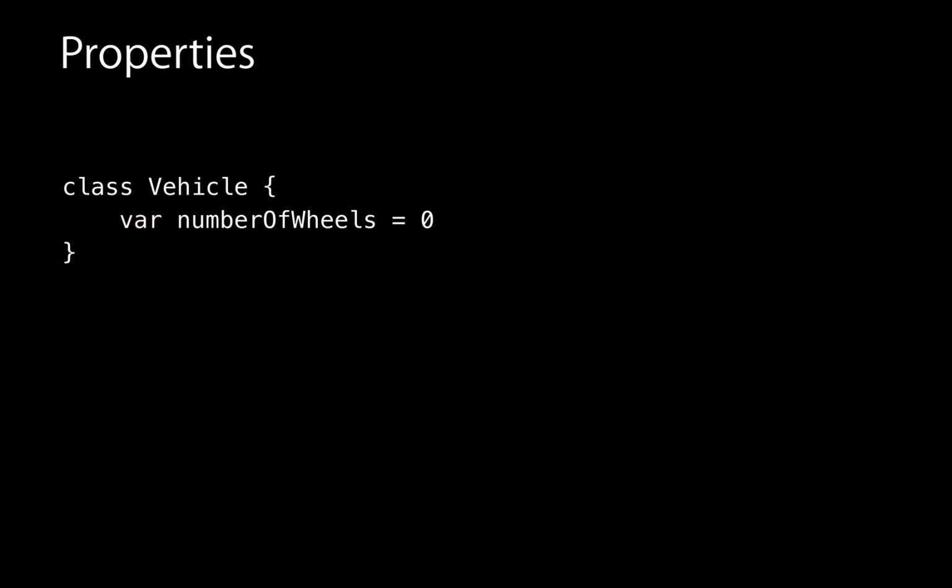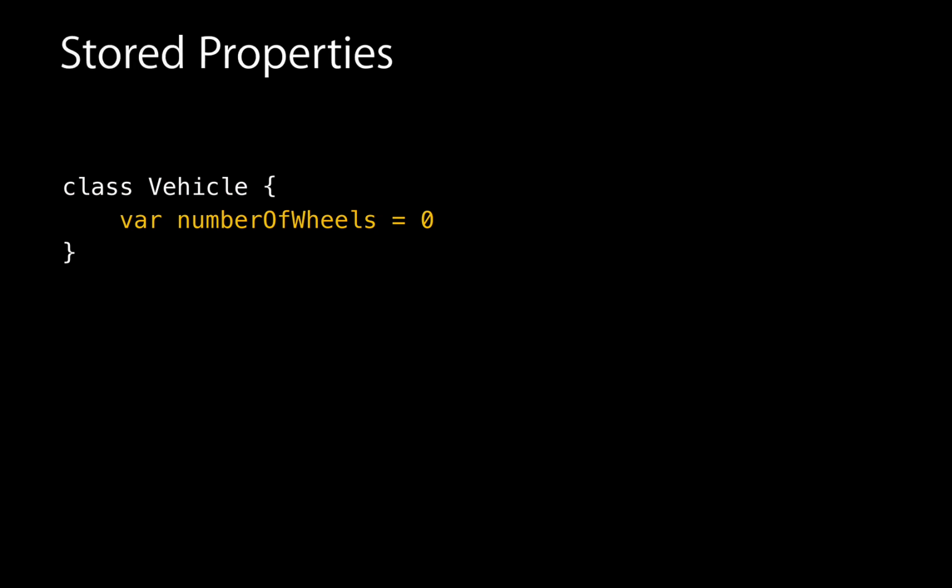Now, a big difference that we have in Swift from Objective-C is that we don't have any distinction between instance variables and properties. They are one and the same thing. And in fact, this, var number of wheels equals 0, is all you have to write to define a property. Swift provides the backing store for you. You don't have to define it yourself. And it handles all access to that backing store for you as well. Now, in this case, where we're just storing a value, these are known as stored properties.